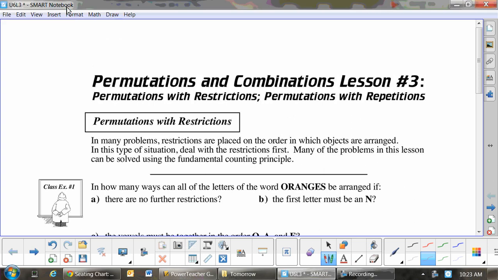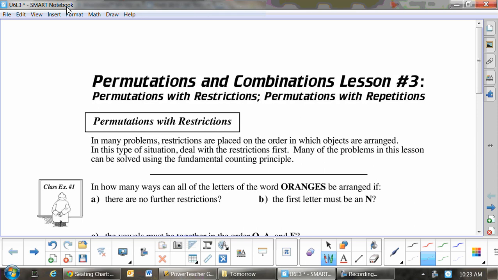Today we're finally getting into the real perms and coms, or just working with permutations. Last class, it was very simple just to get you into it. Now we're going to get into the reality of how many ways can I do this if there are repeats. Now, what does that mean?